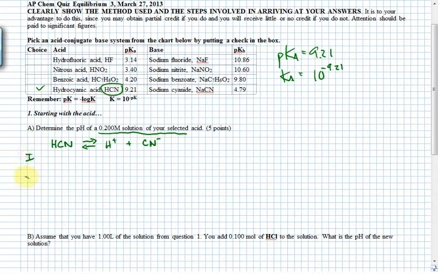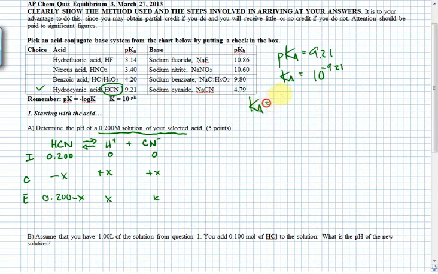Good old ICE table. We've got a weak acid problem here. I've got a 0.200 molar of HCN. Initially, I have 0 H plus and 0 CN minus. Let the system come to equilibrium. HCN concentration has to decrease by X. H plus increases by X. At equilibrium, I'm going to have 0.200 minus X, X, and X. You've seen this many, many, many times before. You can probably do this in your sleep.